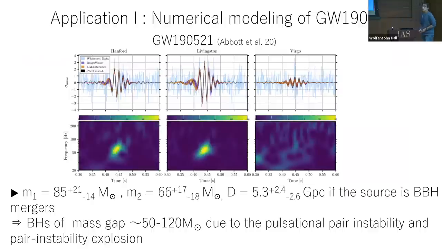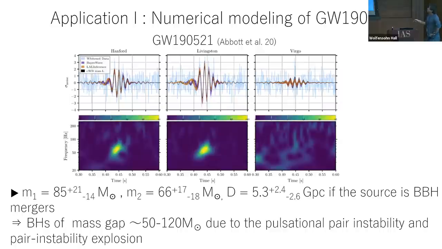So let's move on to the application. I want to mention GW190521. LIGO and Virgo reported the detection of this gravitational wave on May 21st in 2019. The top panel shows the waveform modeling on top of the observation data, and Virgo didn't detect the gravitational waves. You can see a couple of cycles, which are burst-type cycles, and the bottom panel shows a spectrogram, the frequency as a function of time. You can see a bright spot between 40 and 60 hertz.